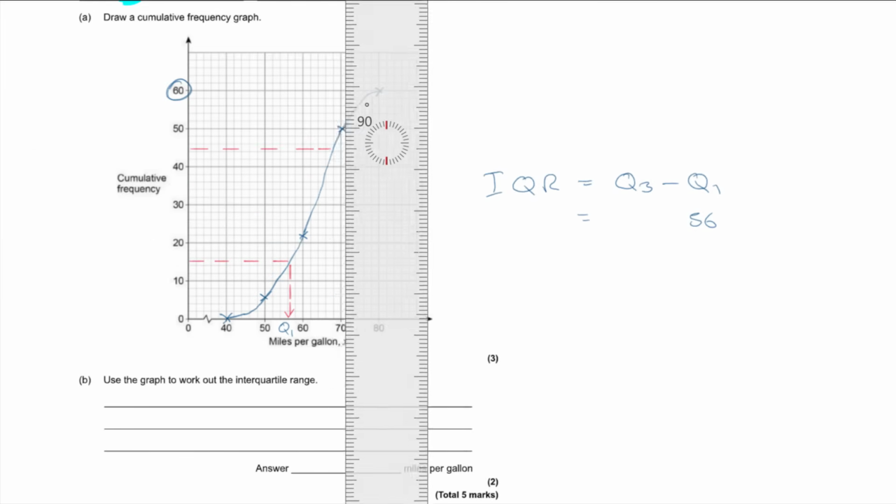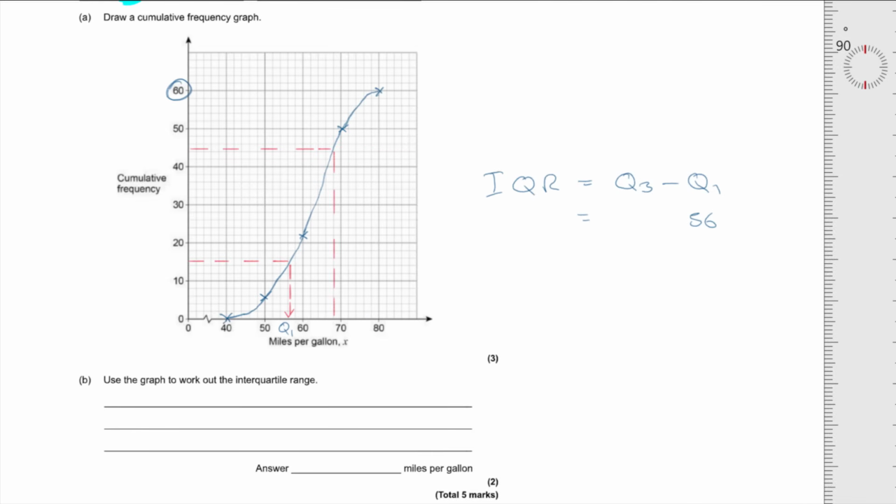And down. And that's going to be my Q3 value there. I make that about 68 on my graph. Now if yours is a little bit different from mine, don't really worry about it. As long as you read your values off your graph, you're going to get the marks for this.